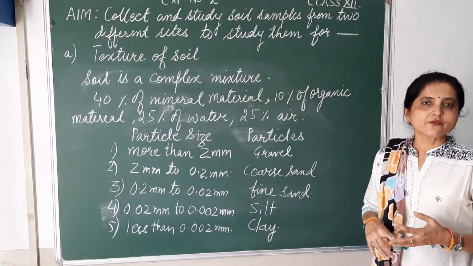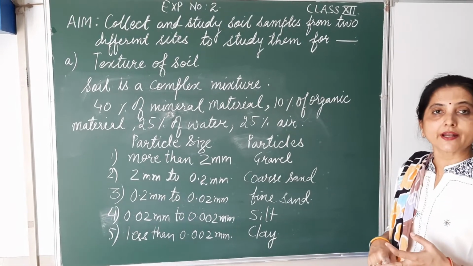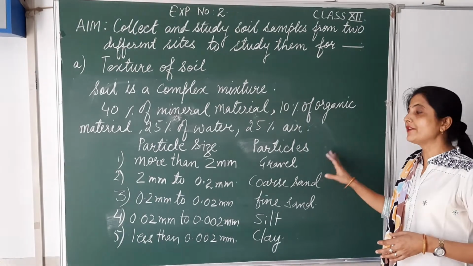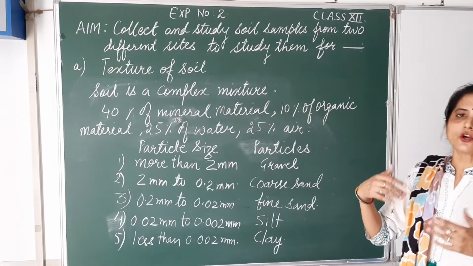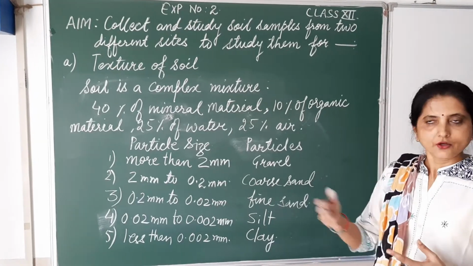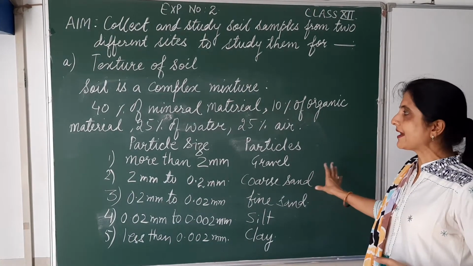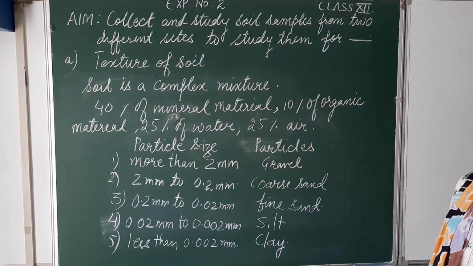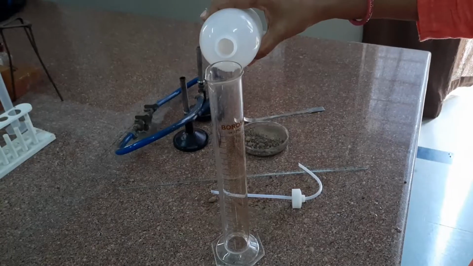Water absorption, water retention, moisture content depend upon the type of soil. And accordingly we decide which type of crops a farmer needs to cultivate in his crop field. So let us begin with our experiment to find out the texture of soil.